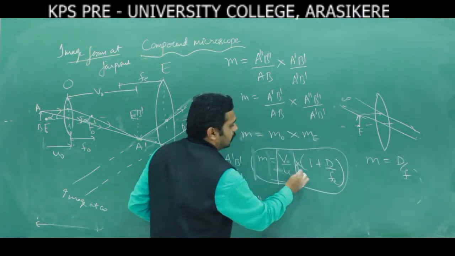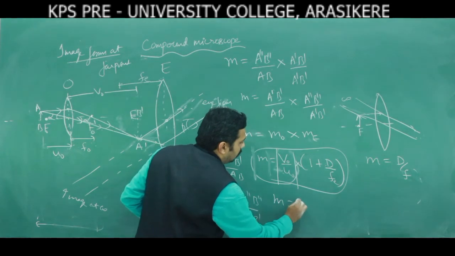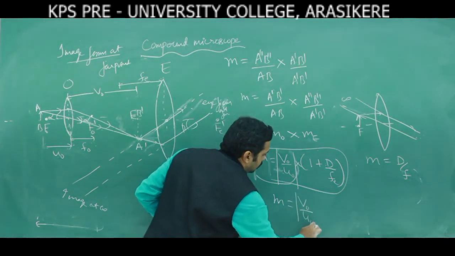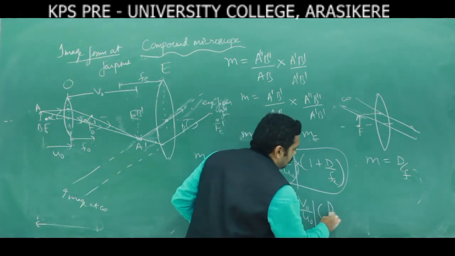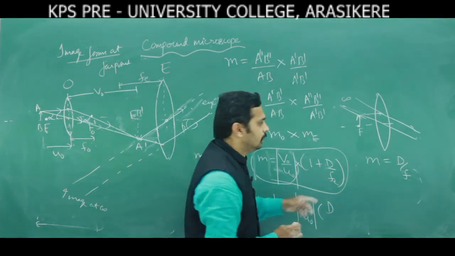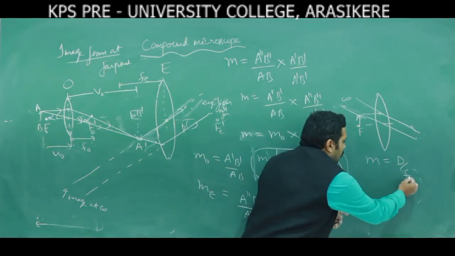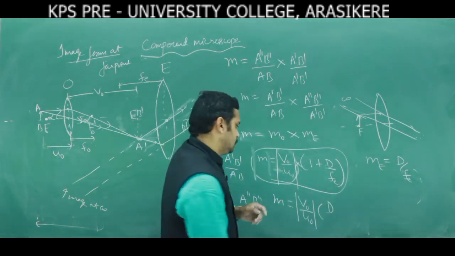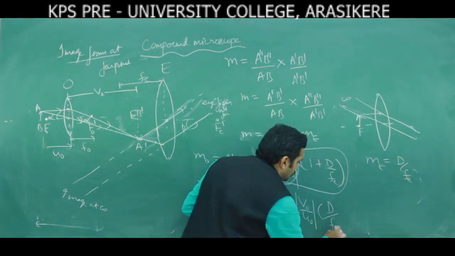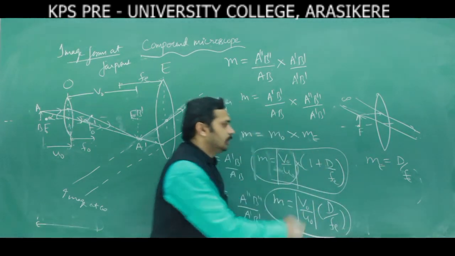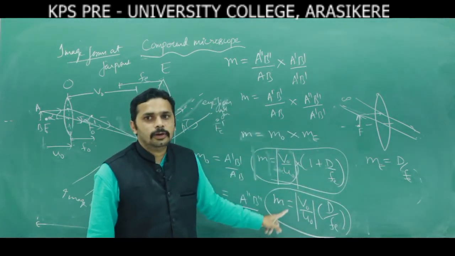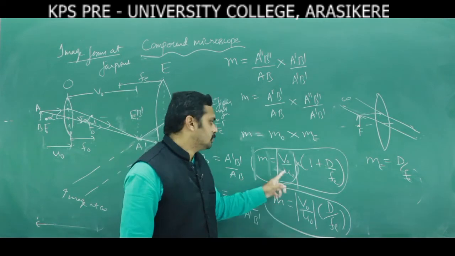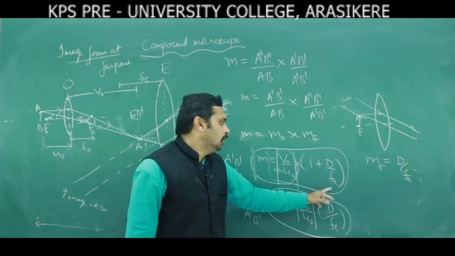Therefore, this is for near point. What is the far point? M is equal to V naught by U naught. In the place of 1 plus d by fe, I am just writing d by fe. Here magnification for eyepiece lens with the formula d by fe. This is the image forms at near point, image forms at far point, in terms of object distance, image distance, focal length.